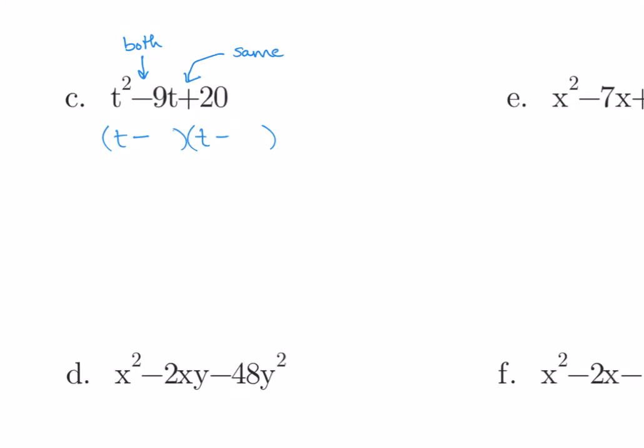All right, let's figure out numbers that multiply to 20. We have 1 and 20, 2 and 10, 4 and 5. Since they are same signs, we want things that add to 9. So I'm going to go with my 4 and my 5. If you multiply this out, if you FOIL it, you should get back the original problem.